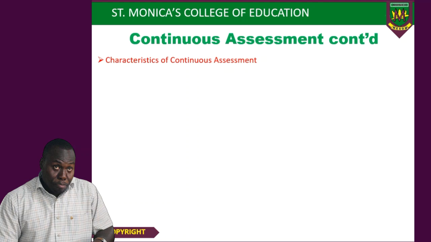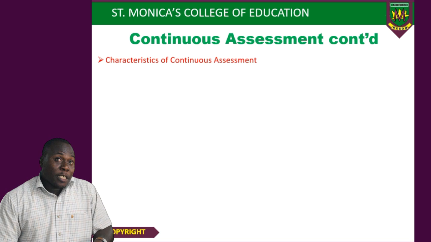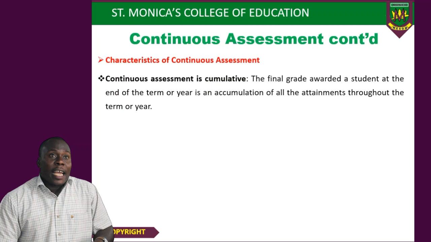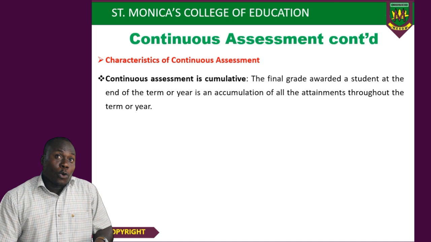One, continuous assessment is cumulative. The final grade awarded a student at the end of a term or year is an accumulation of all the attainments throughout the term or the year, as I indicated in the explanation of continuous assessment. Continual assessment on a particular pupil or student is like you are building a dossier on the person, or you are building a file on that person. So everything concerning the course area that the child is able to exhibit, you record and you put it down.